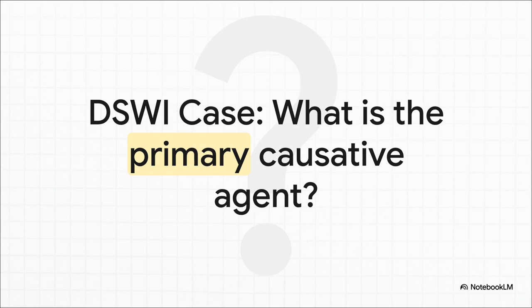Okay, time to apply what we've learned. Here's a quick clinical vignette for you. A 45-year-old patient gets a deep sternal wound infection after cardiac surgery. Based on everything we've talked about, who is our prime suspect?